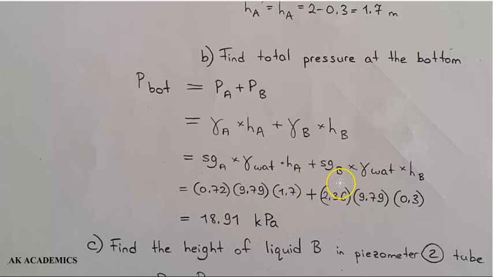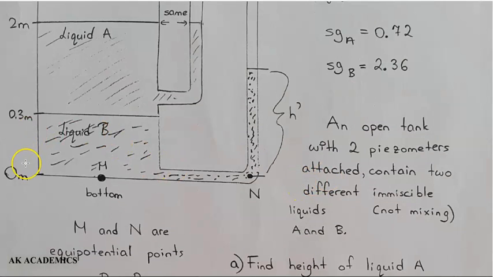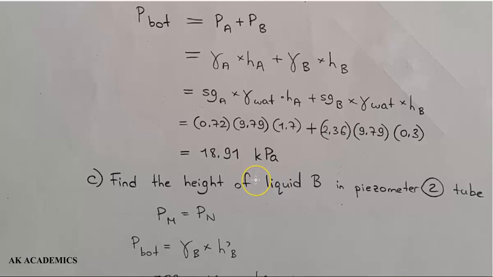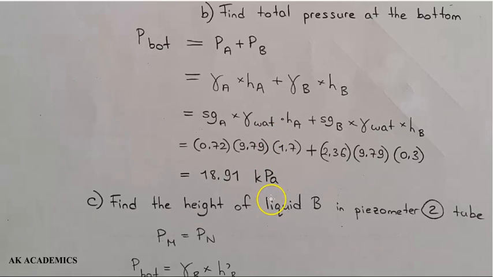For the second part, we were given the specific gravity of liquid B. We know the specific weight of water, and then we know height B to be 0.3. Height B is going to be from 0 to 0.3. So 0.3 minus 0 automatically gives us 0.3. When you multiply this out, the pressure at the bottom of that tank or reservoir will be equal to 18.91 kilopascal if this multiplication and addition is properly done. So you can check it out on your own and make sure that the calculations are okay and you understand what is going on. The C part of this question says, find the height of liquid B in piezometer 2.